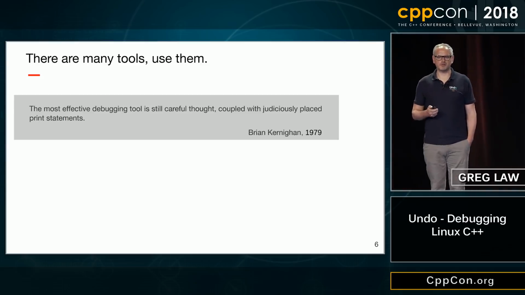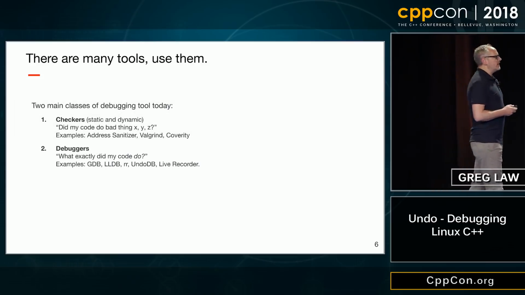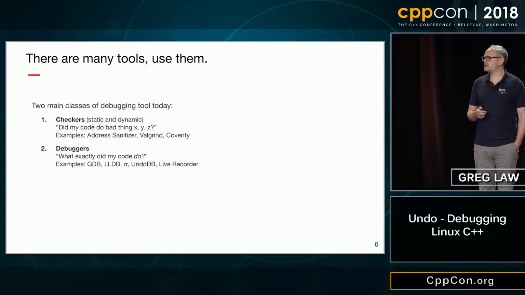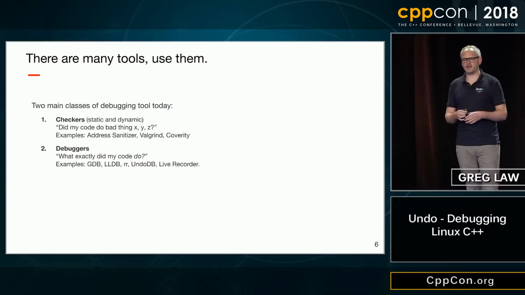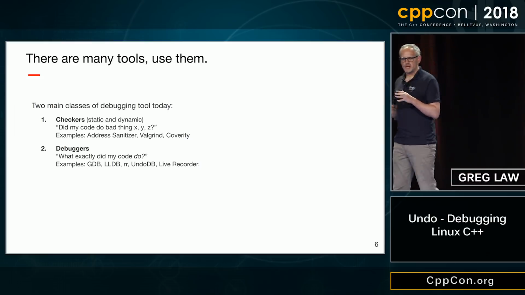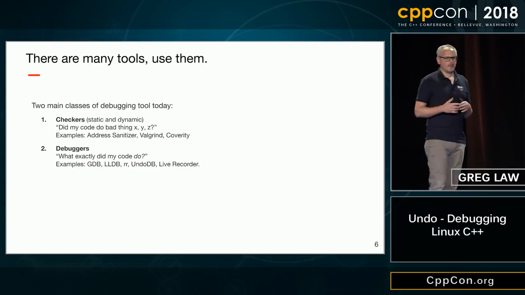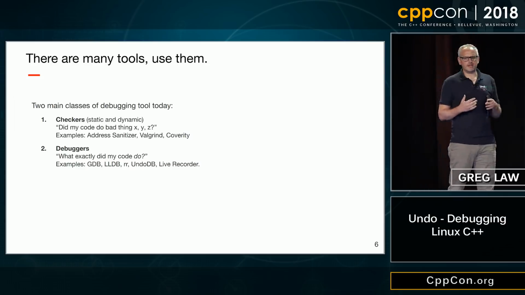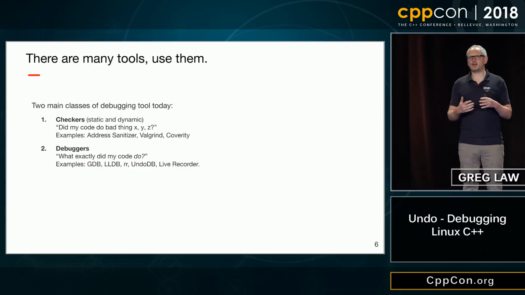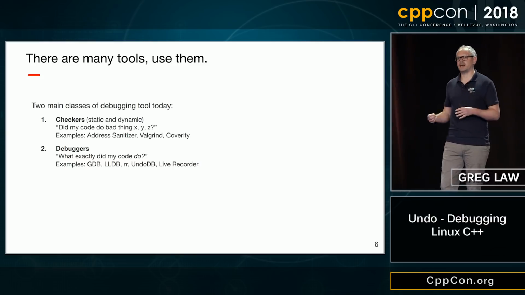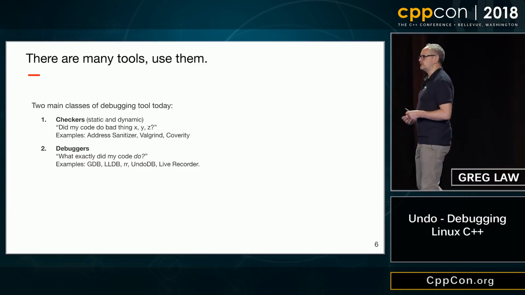But yeah, world has moved on. So where are we now? I think there are really two kinds of debugging tool. You can categorize things how you like, but I categorize them like this. So you've got the checkers, so dynamic and static analysis. Mostly what you're doing there is trying to look for, did my code do a particular instance of a bad thing? A buffer overrun, for example, right?